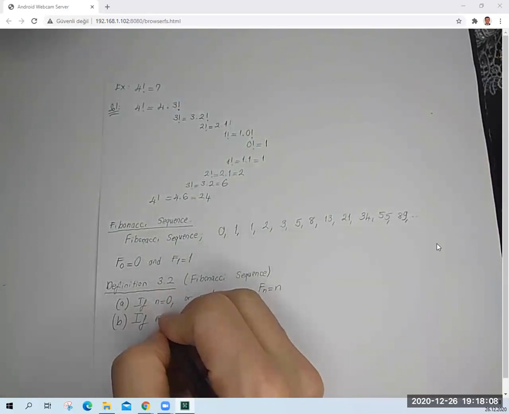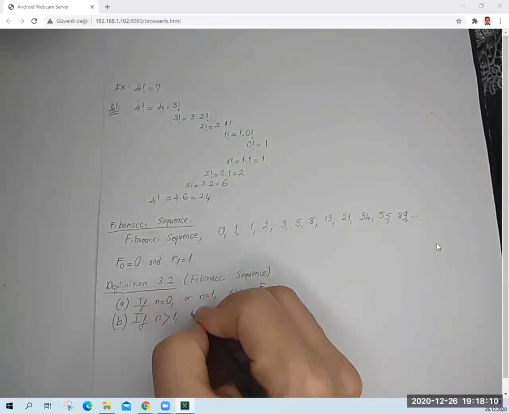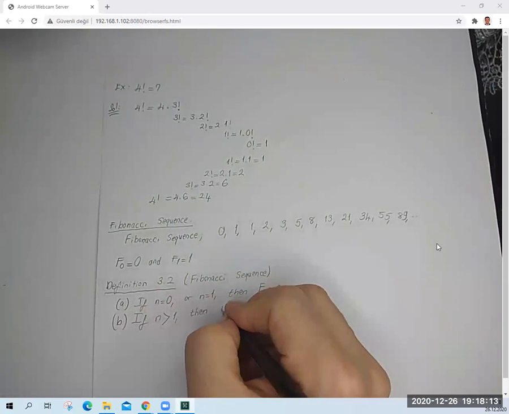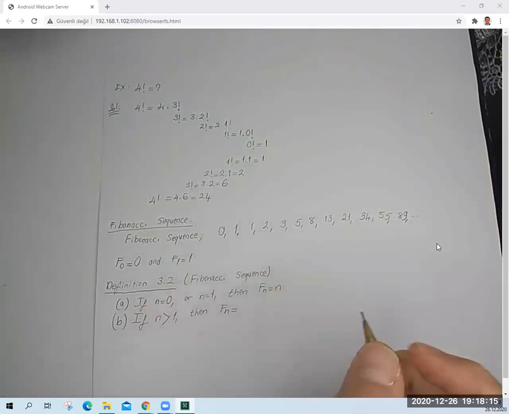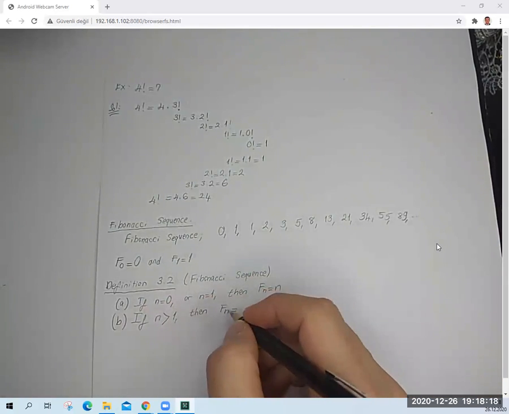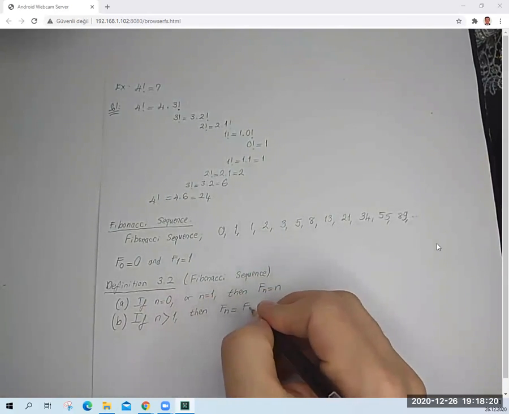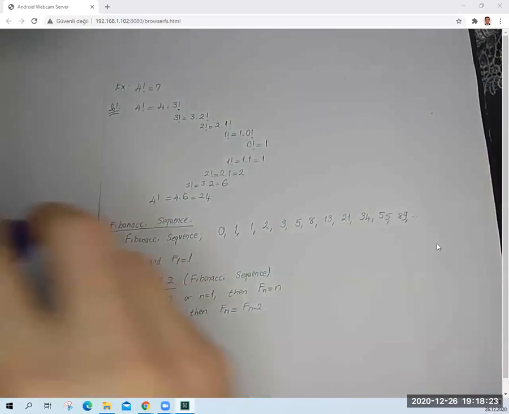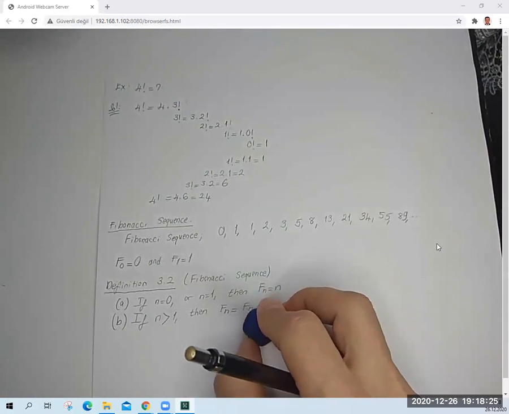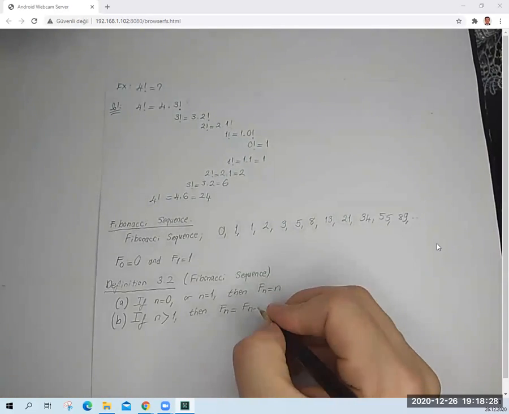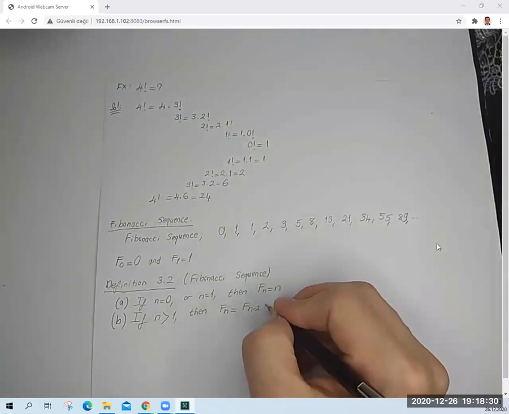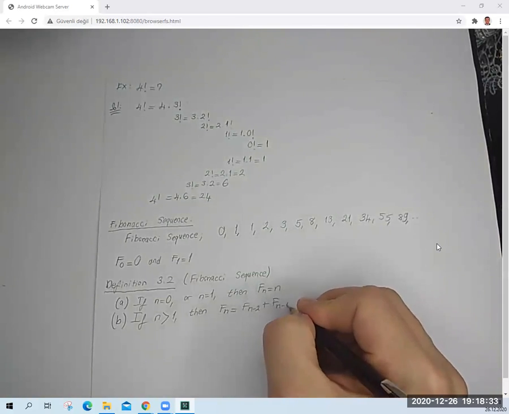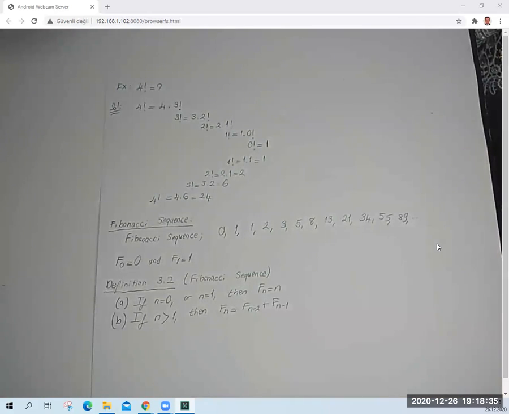And if n is greater than 1, then what is the explanation? Fn is equal to Fn minus 2, I'm sorry, the 2 is a little bit higher, Fn minus 2 plus Fn minus 1. So this is the idea behind the Fibonacci sequence.